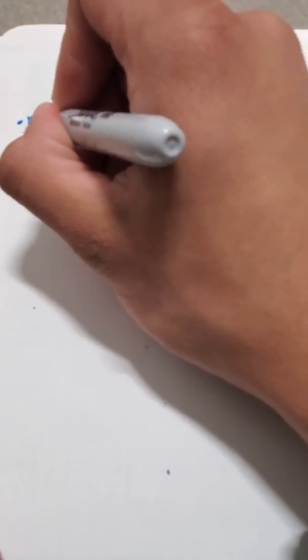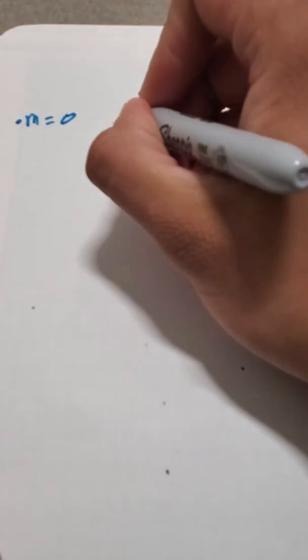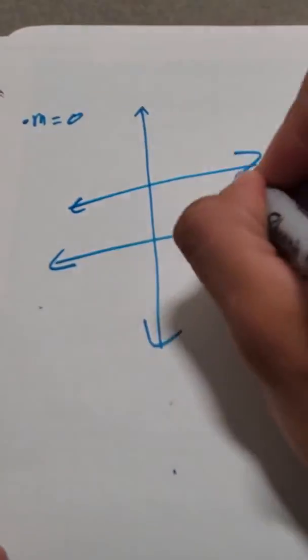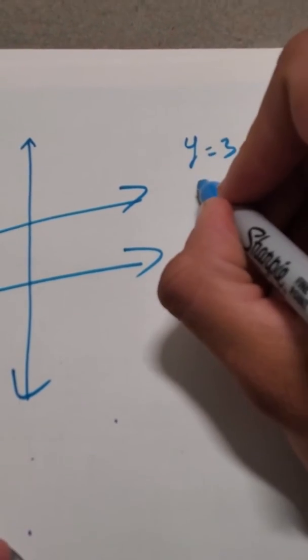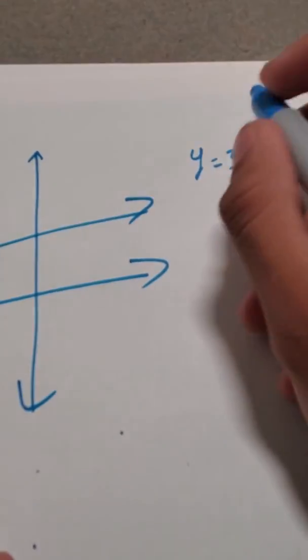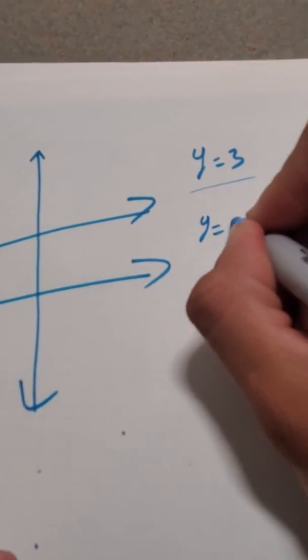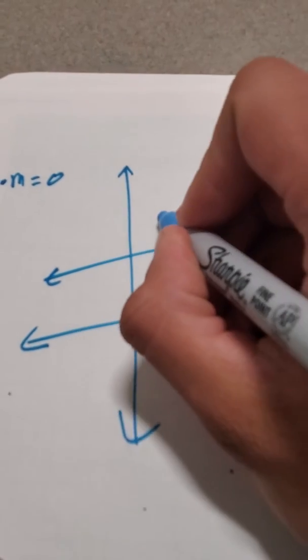Okay, so now, what if m is 0? I said this earlier in the video. If m is equal to 0, we know it's a horizontal line. Anything with y is equal to 3, or y is equal to any constant, has no slope at all. y is equal to 0x plus b. It's just the y-intercept. It goes through the y-intercept, meaning there's no slope.